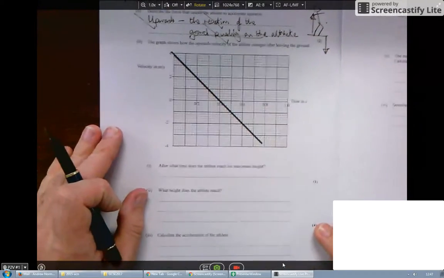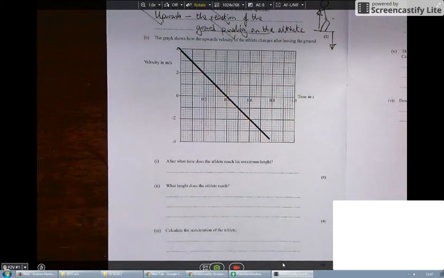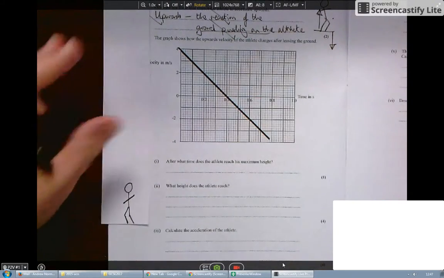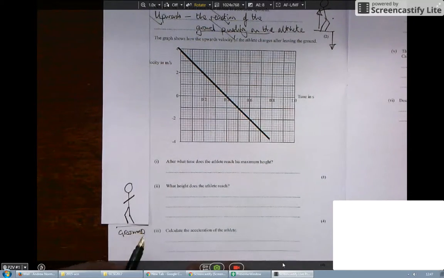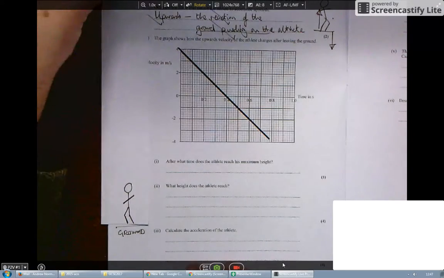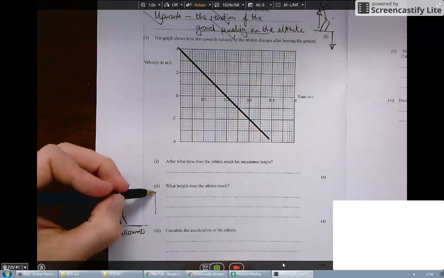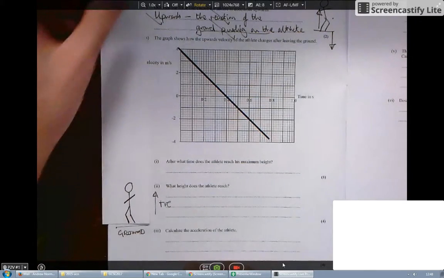Now we've got a graph showing how the upwards velocity changes after leaving the ground. If we imagine our athlete on the ground, so here's the ground. At first, we see that they've got a velocity of 4 meters per second. That must be an upwards velocity. So that tells us that the upwards direction is positive, and we'll need that later.